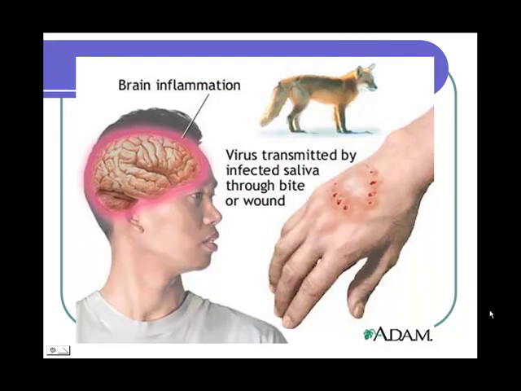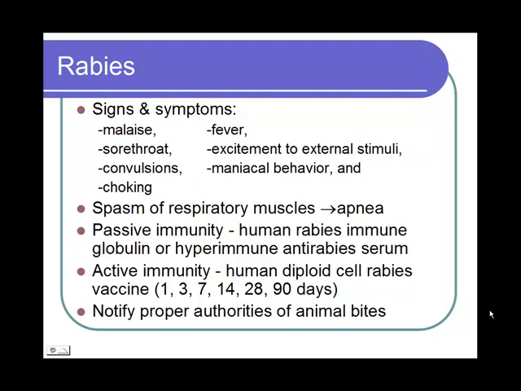So you get bit, you get the saliva, then you end up with inflammation in the brain. The symptoms we're going to see: malaise, sore throat, convulsions, choking. They don't want to swallow because of that sore throat, so you see all the drooling and foaming at the mouth. Fever, excitement to external stimuli, so any sort of sound or movement or lights they react to, and can be kind of bizarre reactions possibly. And maniacal behavior, so very bizarre behavior. You get spasms of the respiratory muscles, which cause apnea.